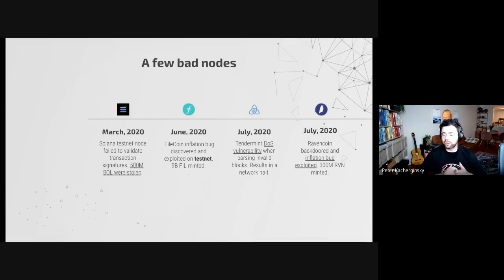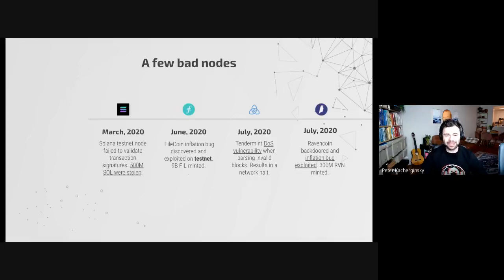So this was just over the few years, but I just want to instill in you that this is an ongoing problem. These are all the different things happening this year. In March, we had a flaw discovered on a testnet in the way Solana was processing transactions, where it was not doing sufficient validation. It resulted in 500 million Solana getting stolen. Filecoin, again, had a nasty inflation bug, fortunately discovered and exploited on testnet, but it resulted in 9 billion Filecoins minted when only 2 billion could have existed in the first place.